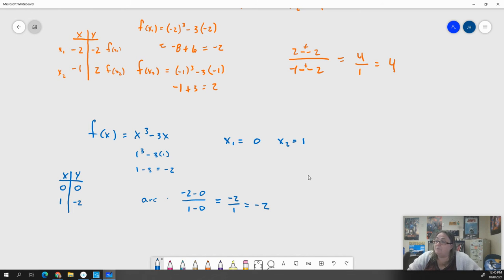So not super difficult once you figure out what your y is. So basically they're going to give you the x's, you're going to plug them in and find the y's, and then you're just going to do the slope formula on them, right? Your change in y over your change in x.